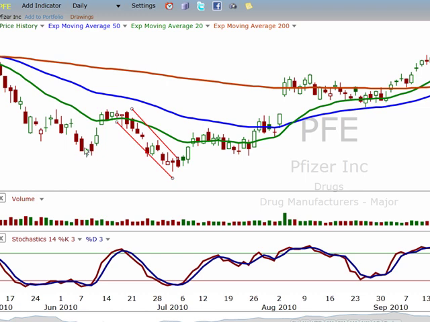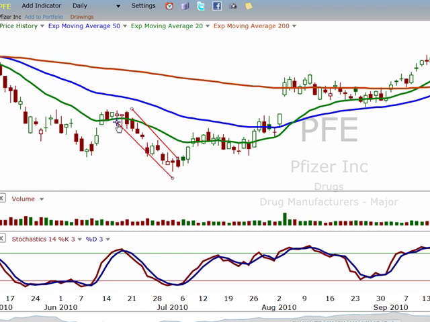Now, one of the important key things about a hammer is that the tail, which is this part of the hammer, otherwise known as the wick or the shadow, has to be at least 2 times longer than the real body. So this is the real body of the hammer, and this is the tail, so this is 2 times longer.